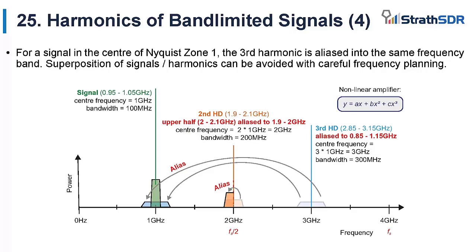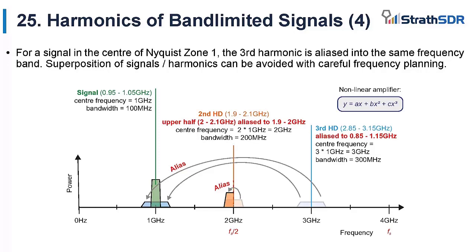The signal is centered here at 1 GHz, meaning that the second harmonic is centered at 2 GHz, which is half of the sampling frequency, and then the third harmonic is centered at 3 GHz. The upper half of the second harmonic band is aliased down to sit on top of the lower half, but of more concern is the third harmonic band, which aliases down to be superimposed upon the signal. This would be highly undesirable because it would degrade the signal.